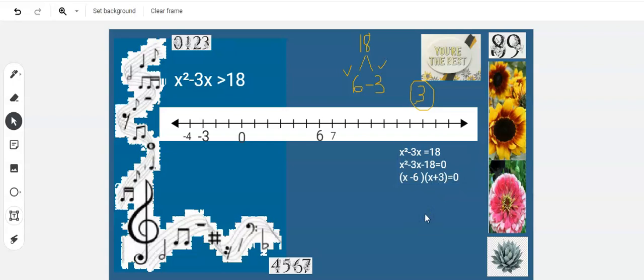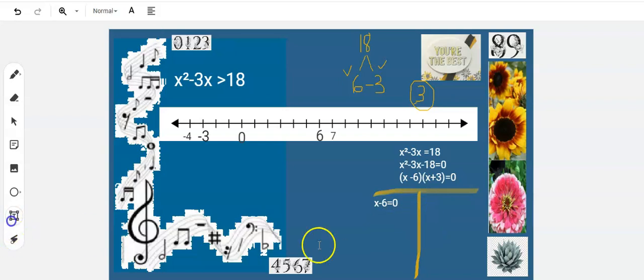Okay, now we're ready to find the roots. So we are going to equate each factor with 0. So x minus 6 equal to 0. And then x plus 3 is also equal to 0. And then we transpose negative 6, mahimong positive 6 para x na lang ang mahibilin sa left side. So we have the first dummy root as 6. And then sa second, we have x equals negative 3.